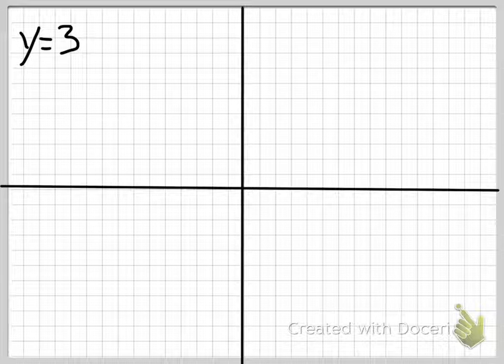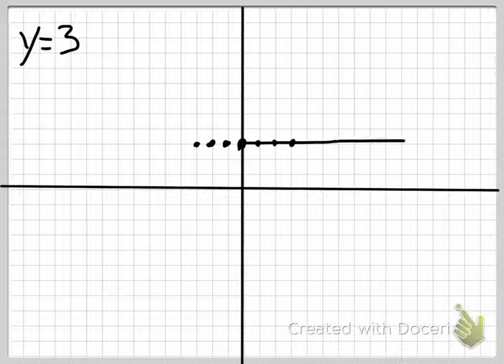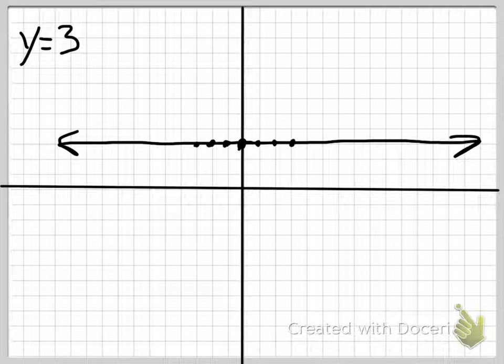y equals 3. So it's a y equals, so that tells me it's going to be a horizontal line. So we're going to identify where y equals 3. So again, we start at 0, 0, and we go up to y equals 3. And then we're going to put some little dots everywhere that y is 3. We know it's horizontal, that means it goes left and right. So we're going to draw a horizontal line going through y equals 3. There we go. There's our line.